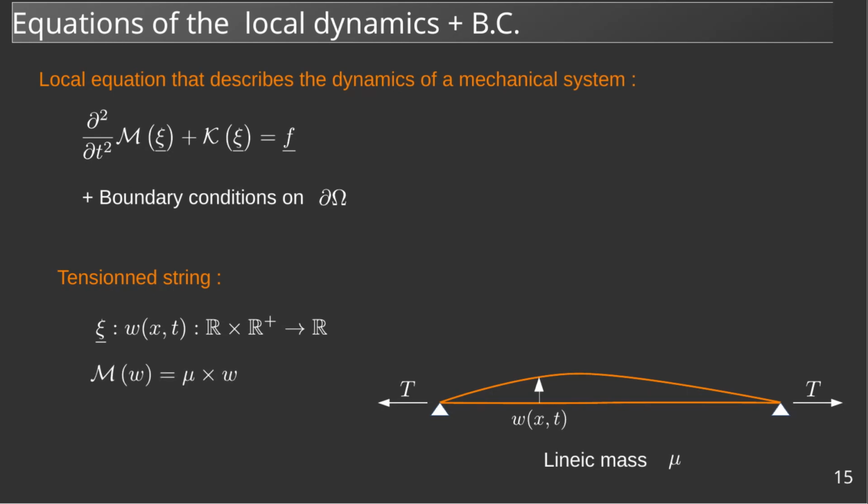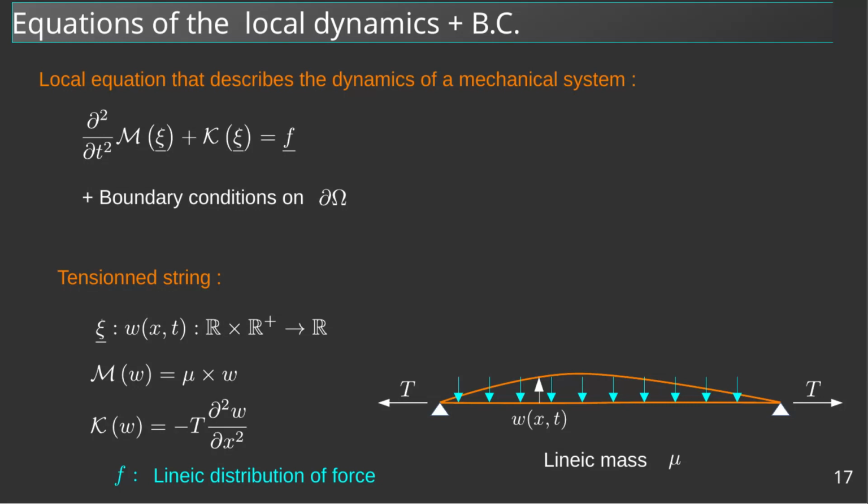The mass operator consists of a product by the linear mass. The stiffness operator is minus T times the second derivative in space. F is a scalar field of linear force distribution, which possibly depends on time.